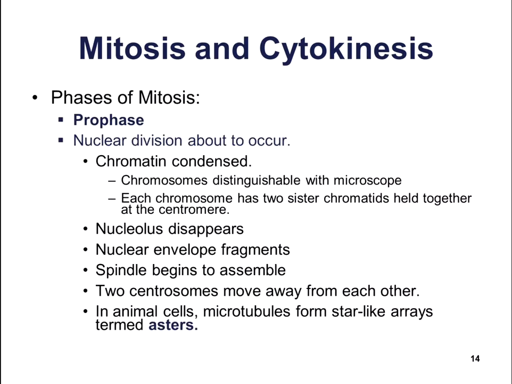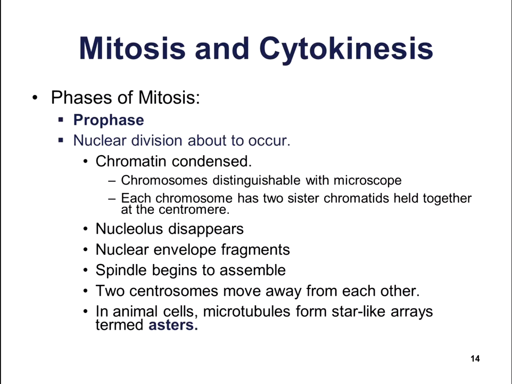So, prophase is the first phase of mitosis, and this is where we are going to see the nuclear division take place. The chromatin here is condensed, and if you're looking through a microscope, you can actually see the chromosomes because they've condensed down. Each chromosome has 2 sister chromatids that we said are held together at the centromere.